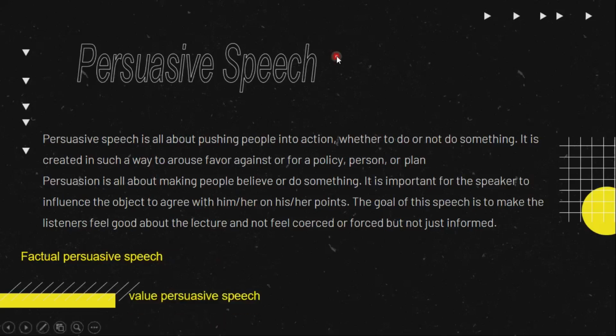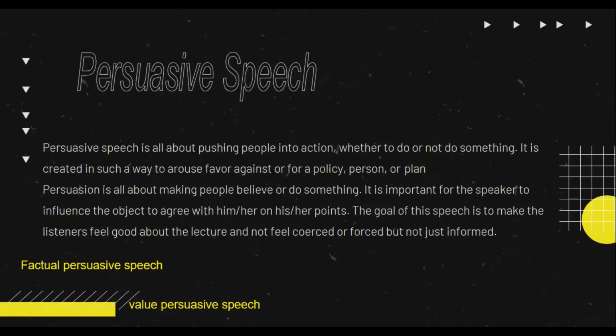Next one is value persuasive speech. What do we mean by value persuasive speech? Since it has the word value, it talks about ethics and morality. Value persuasive speech talks about ethics or morality, as I've said a while ago. So in this speech, we talk about whether things are morally right. For example, whether or not same-sex marriage should be allowed in the Philippines.